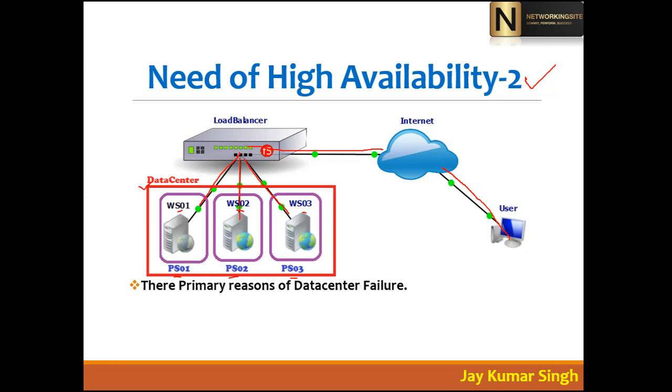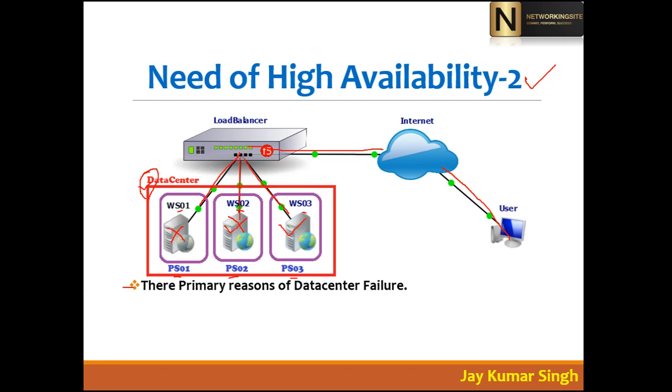Now, as in our first example, if one physical server goes down, no problem, you can access from another one. If this one goes down, you can access from here, right? No problem. But what I am saying is, what if the data center fails? The entire data center has failed.